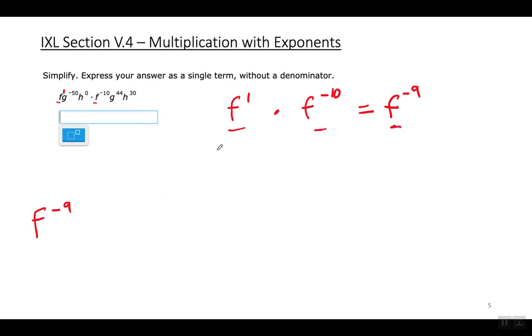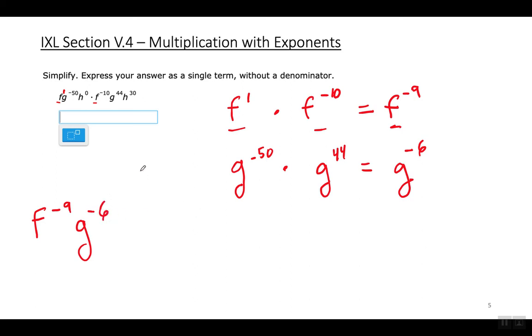Alright, now let's look at the letter G. G to the negative 50 power times G to the 44th power. I add their exponents and I'm going to get negative 50 plus 44 is negative 6. And the last one is H. H to the 0 power times H to the 30th power. 0 plus 30 is 30.